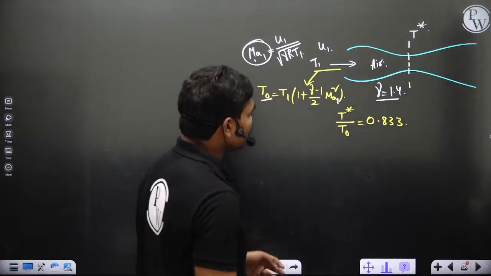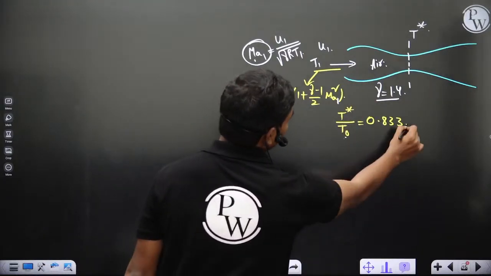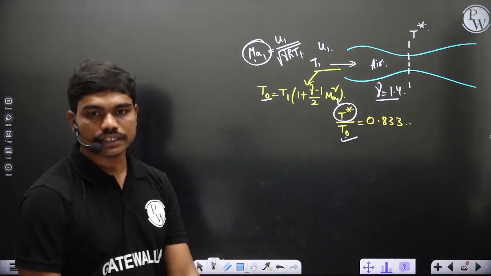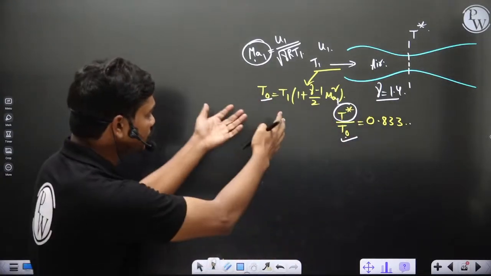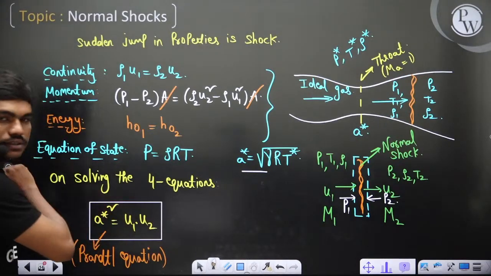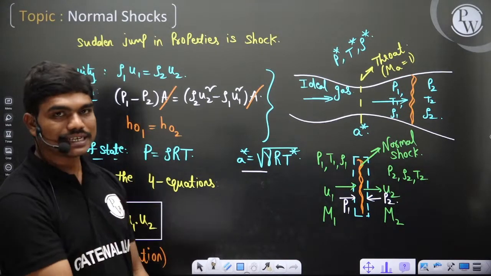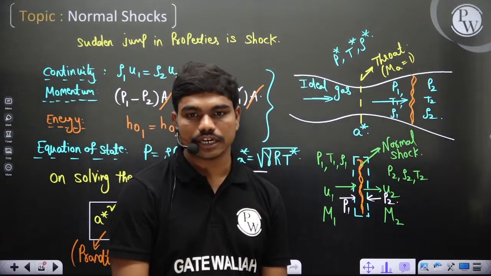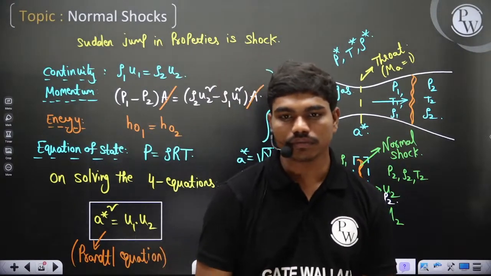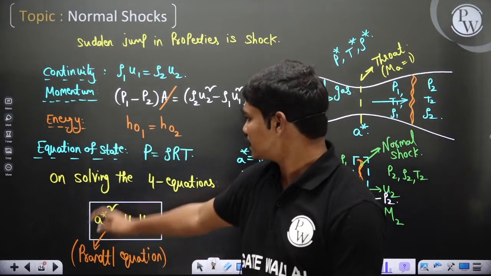So if T naught remains the same, and you know T naught, if you multiply T naught you can get what T star is. So you can get the sonic velocity. We have done this calculation yesterday. So we can calculate what this sonic star is. A star means the acoustic velocity at the third condition. Is this clear to all of you? Please type in the chat box, is this clear to all of you?